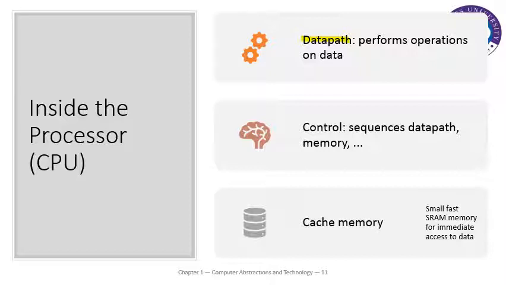Then we have some control mechanism here. For example, a control unit that helps us arrange or perform that specific operation on data. So it sequences the data path and the components, for example data path, memory, and other modules.